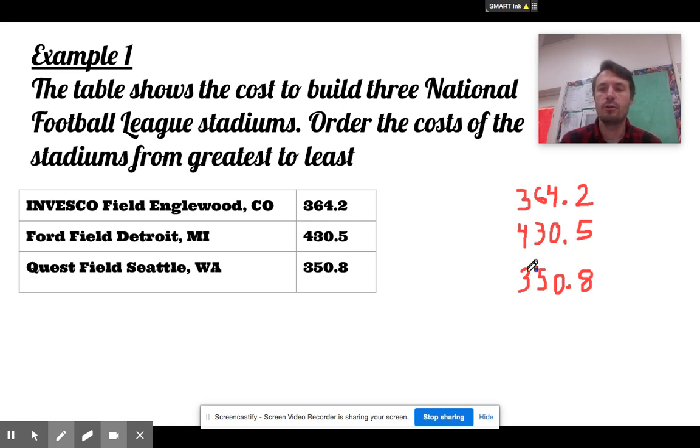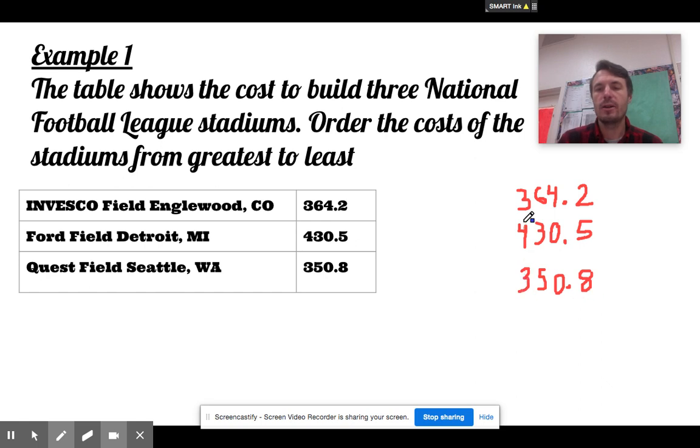So we have our hundreds place all in the same place, stacked on top of each other. Our tens place stacked up on top of each other. Our ones places stacked up on top of each other. And the tenths place for all three numbers are all stacked up on top of each other. Now it's easy to compare the numbers. We compare moving from the left to the right.